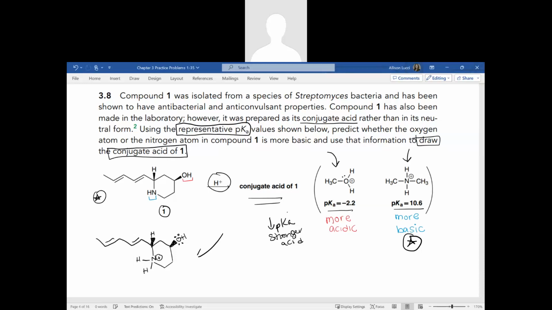So down here, hopefully this looks enough like the image above that you can see that the +1 formal charge is now on that nitrogen atom, and we have 2 hydrogens attached to it, and the other 2 bonds are in that ring. So nitrogen was protonated, it has a +1 formal charge. The oxygen was more acidic, so since it was less basic, it was not protonated in our conjugate acid sketch.